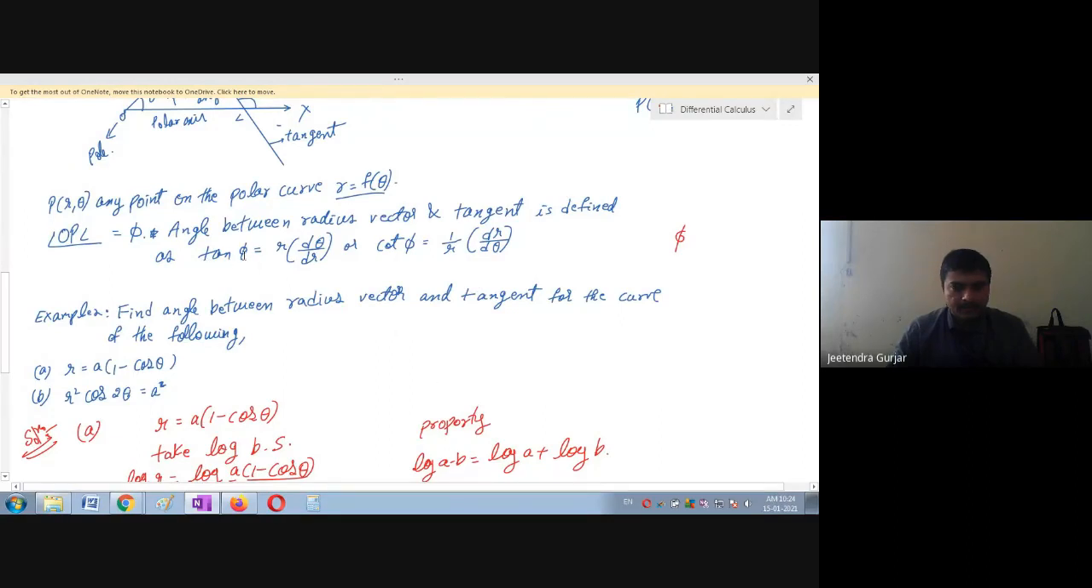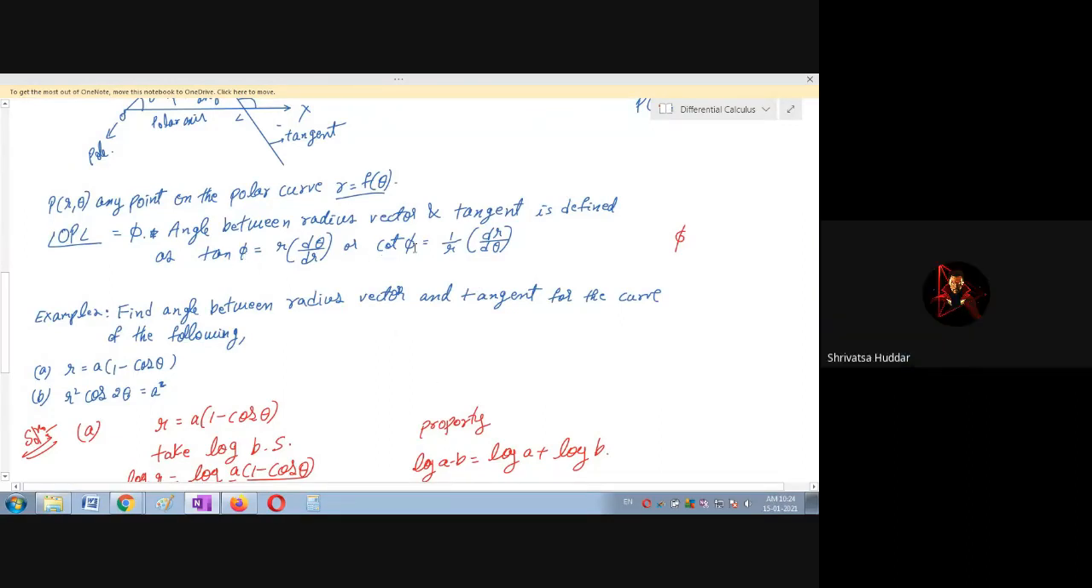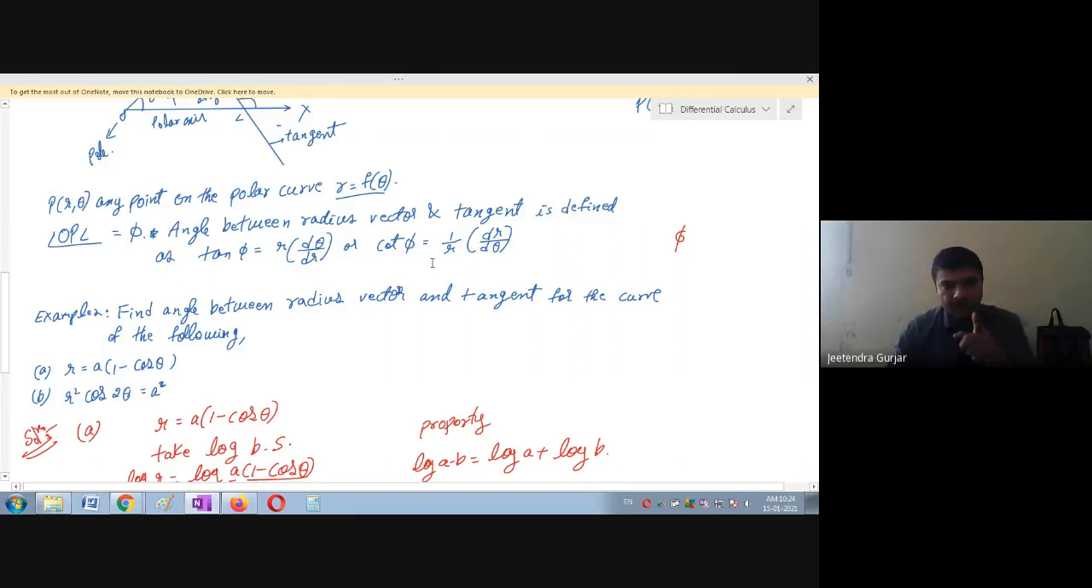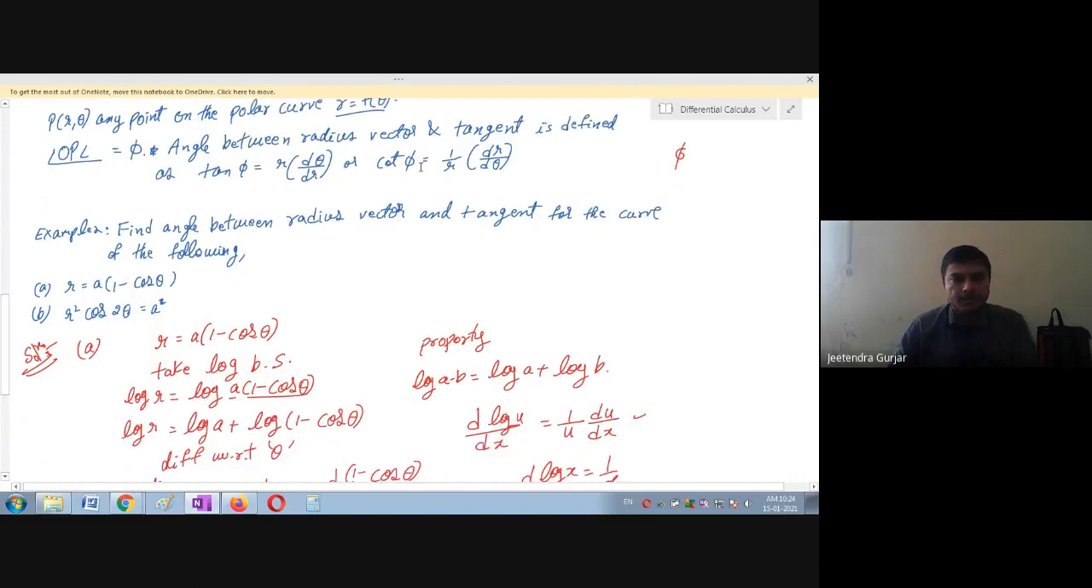Can I substitute here tan phi or cot phi? Yes, cot phi, very good, excellent. You identified it. It is cot phi you are going to substitute, because I want to find this angle between the radius vector and tangent. So therefore I will substitute this cot phi.